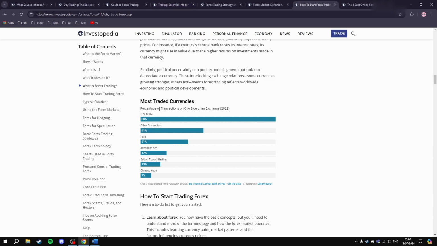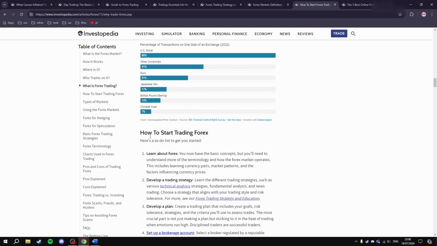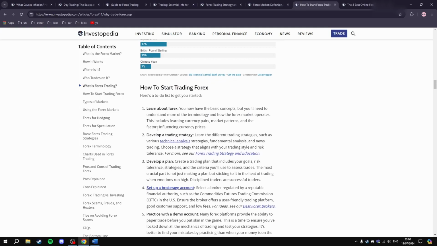Most traded currencies, percentage of transactions on one side of an exchange, 2022: US dollar 88%, other currencies 41%, Euro 31%, JPY 17%, British pound sterling 13%, Chinese yuan 7%. Cool.